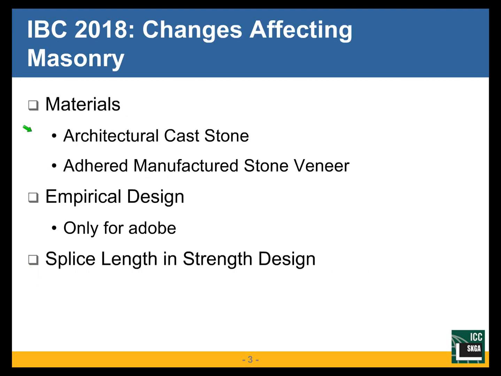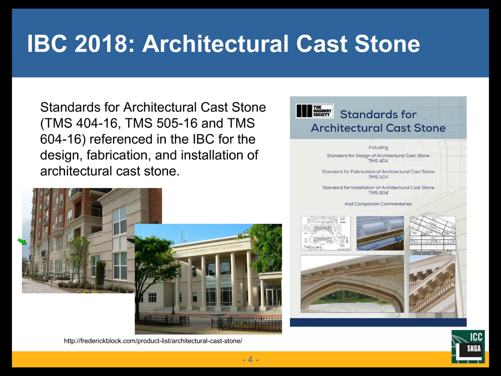There were a few changes then in the IBC 2018 that affected masonry. One is two materials were added: architectural cast stone and adhered manufactured stone veneer. Empirical design now can only be used for adobe, and for splice length, there is a limit in strength design that now also applies in allowable stress design.